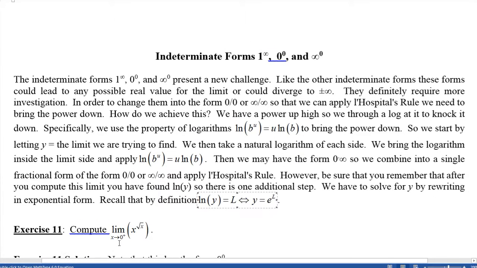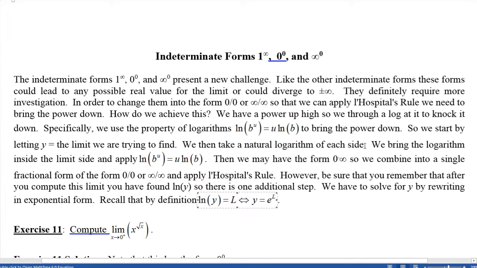So let's see if you can apply that to this example here. Compute the limit as x goes to 0 from the right side of x to the square root of x power. Notice we took the limit from the right side because the square root of x is only defined for positives and 0. Of course, the whole thing is undefined at x equals 0 because we have 0 to the 0 power. That's one of our indeterminate forms that we're looking at in this section.